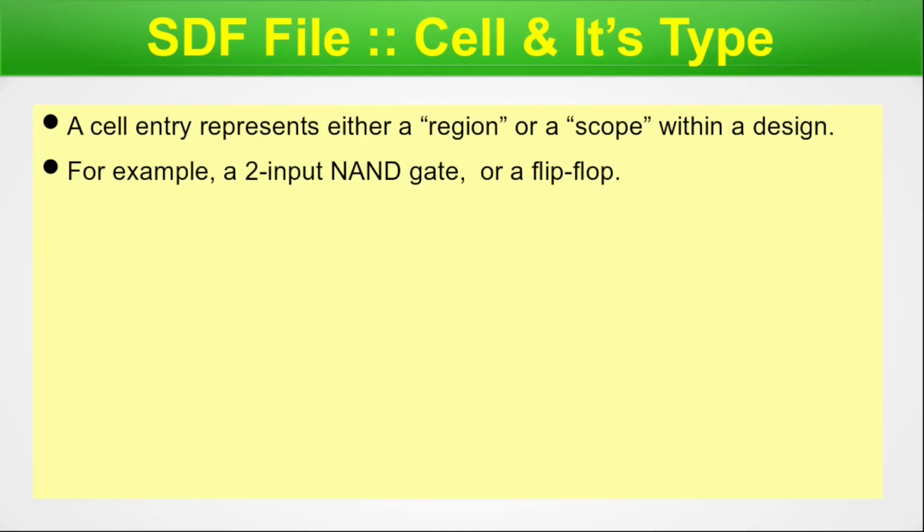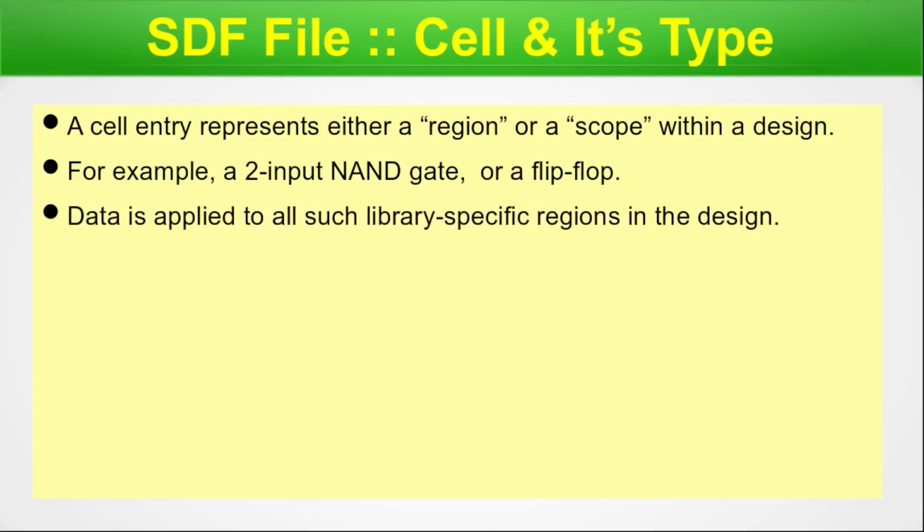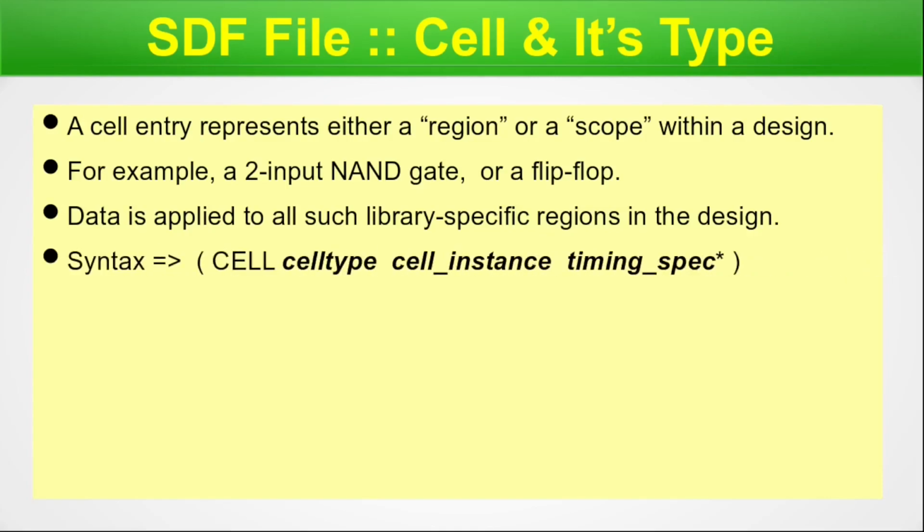Now let's move on to the third one. Data is applied to such library-specific regions in the design. The data will be very much specific to the region. This is the property of SDF, or limitation of SDF, or boundary of SDF, whatever you call. The syntax is cell, then cell type, then it could be a cell instance or could be timing spec. So they are marked in bold. So this is the syntax. We will see some examples later.